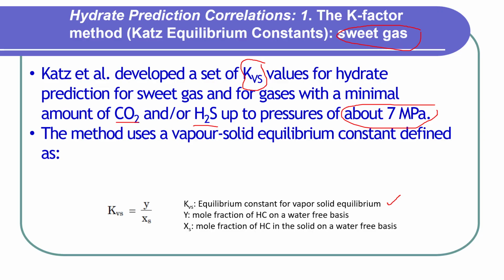The method is based on what we call the vapor-solid equilibrium constant, which is defined, as you have seen before in thermodynamics, as KVS, the equilibrium constant for vapor-solid, as Y divided by XS, where Y is the mole fraction of the hydrocarbons in the gaseous phase on a water-free basis. That means you do not include water in your calculation, because you are dealing here with two phases: the vapor, which is the gaseous phase, and the solid, which is again the crystalline water, but in the solid phase, not the liquid phase. And XS is the mole fraction of the hydrocarbon in the solid, again excluding the water content.